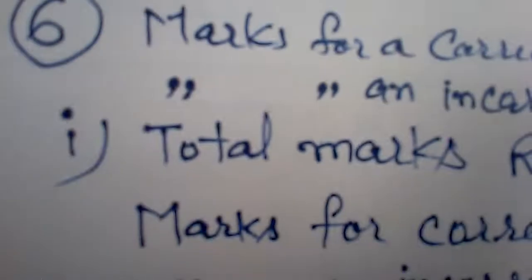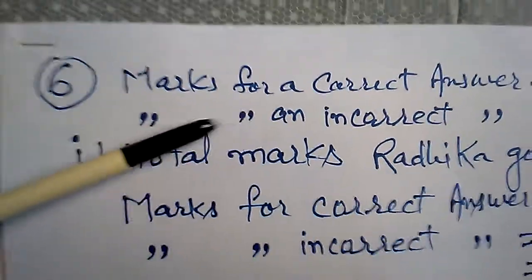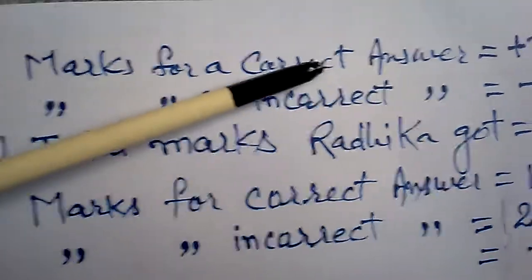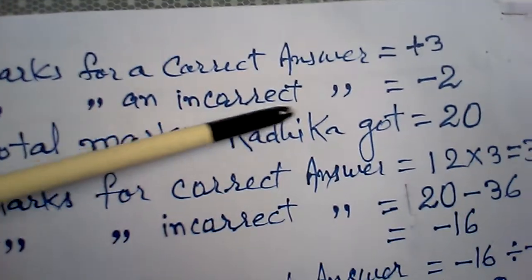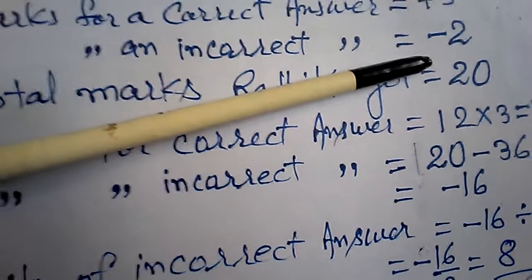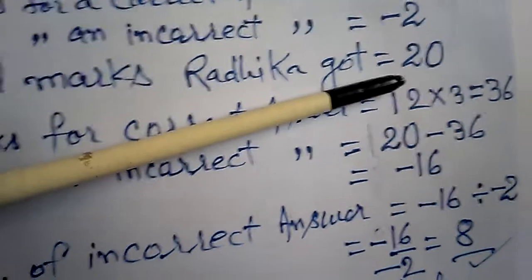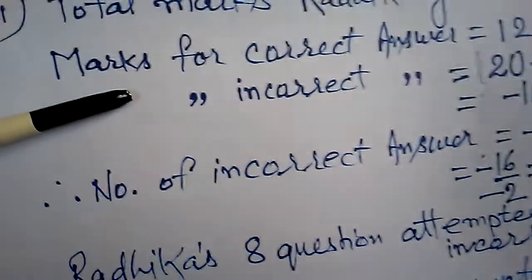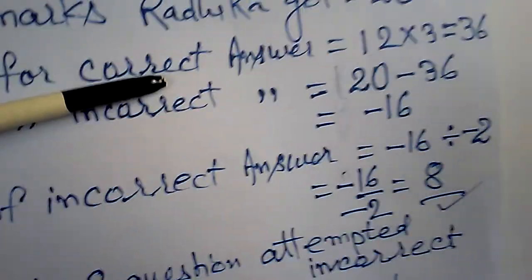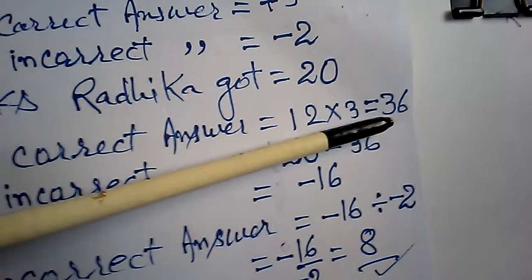Question number 6. This type of question we have done in the previous exercise 1.3. Question number 6, see here again. Marks for a correct answer is given plus 3, and marks for an incorrect answer is given minus 2. It is given that total marks Radhika has got is 20, in which she has done 12 correct answers. So marks for correct answers is equal to 12 into 3 is equal to 36. This is marks for correct answers.